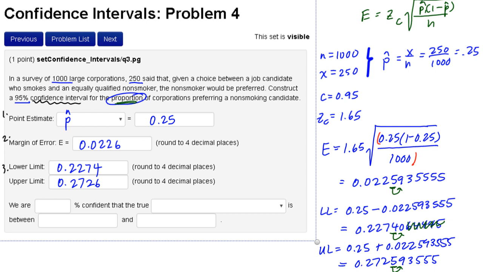That means that in conclusion, we are 95% confident that the true proportion of people who would prefer a non-smoking candidate is between 0.2274 and 0.2726.